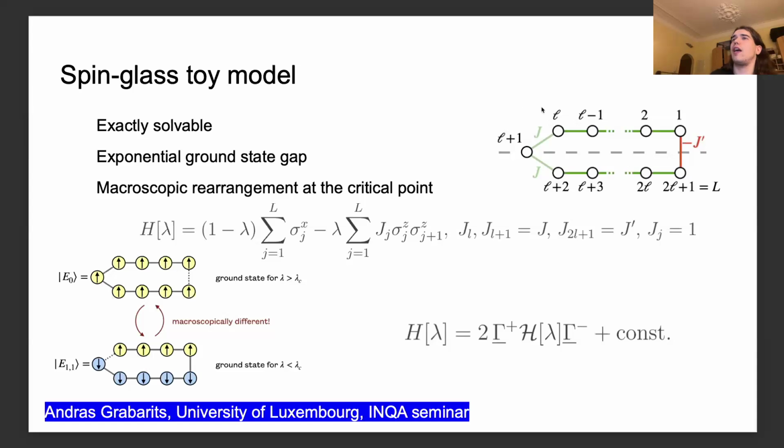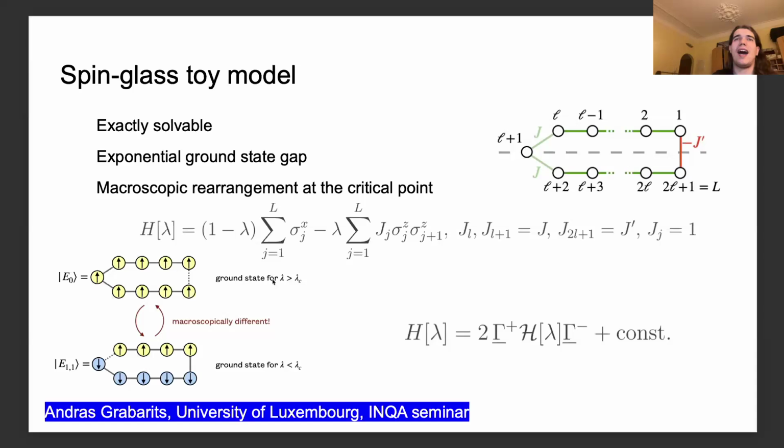This spin glass toy model is constructed like this: a frustrated spin ring with ferromagnetic couplings of unity, apart from the last two couplings, which have different values, and an antiferromagnetic coupling on the opposite end of the spin ring. This problem has the advantage of being exactly solvable, as we will see, and has an exponentially small gap. Unlike other exactly solvable models, this exponentially small gap is really the consequence of the macroscopic rearrangement of the instantaneous ground state, as I already mentioned.